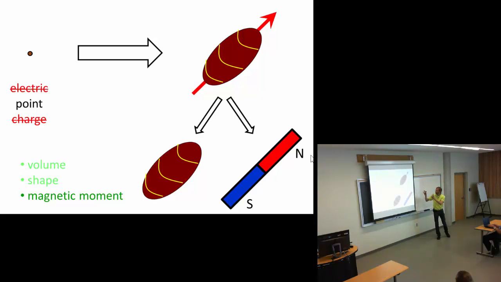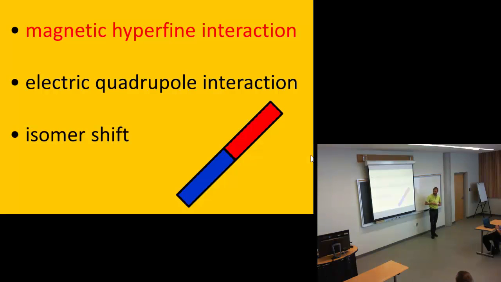So these three aspects of the nucleus will allow the nucleus to interact in a different way than just a point particle with that surrounding electron cloud. All interactions that explicitly depend on these features of the nucleus, that will be the hyperfine interactions. And we will discuss three types of hyperfine interactions: the magnetic hyperfine interaction, the electric quadrupole interaction, and the isomer shifts. We will start with that magnetic hyperfine interaction.